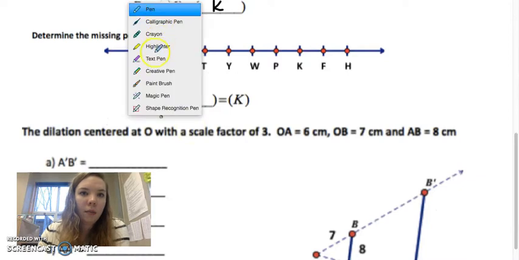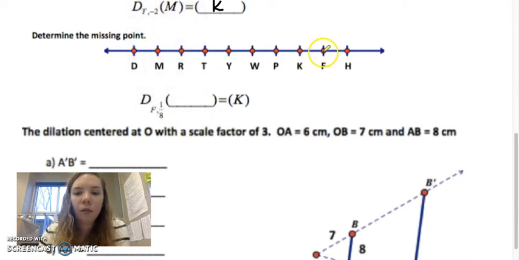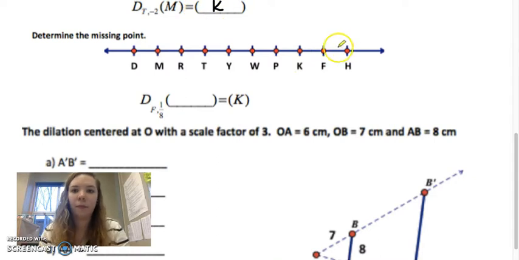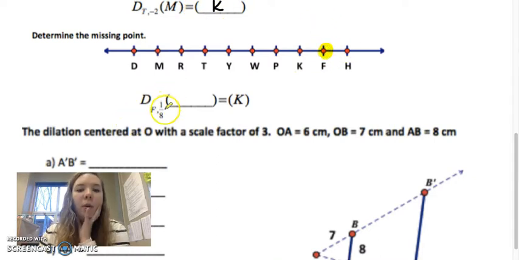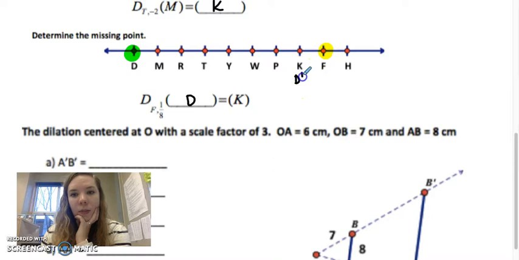All right, this time we have F. My outcome is K. And that's supposed to be 1/8. So the opposite would be to take that 8 times over. So if I do that 1, 2, 3, 4, 5, 6, 7, 8, that puts me at D. So K would be the same as D prime. That would be 1/8 of that distance.